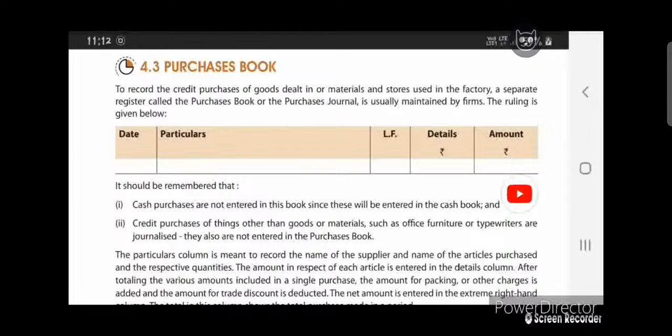So the ruling is given below, like this only. The purchase book also has date, particulars, LF, details, amount. Everything is the same as what you learned about in the different books. In the previous chapters, have you learned this? The ruling is the same.